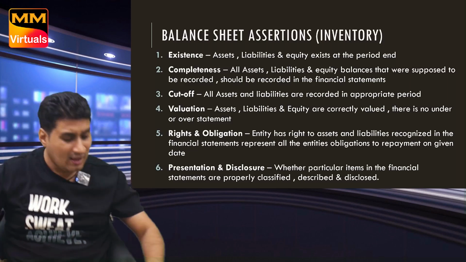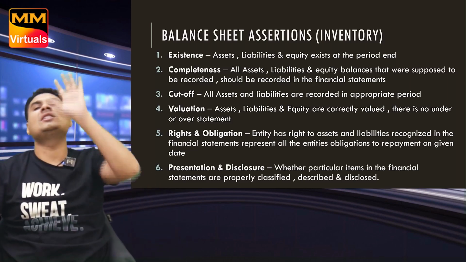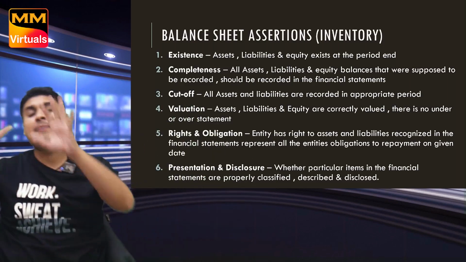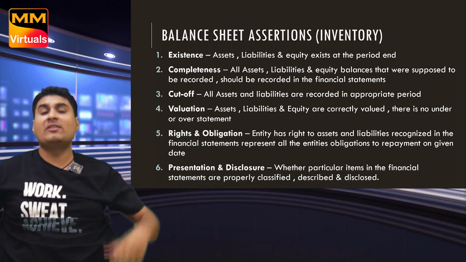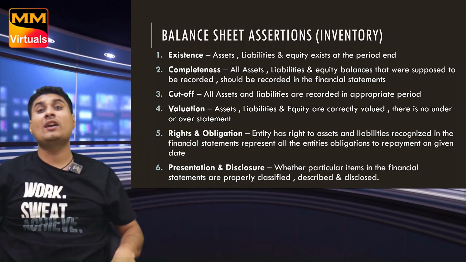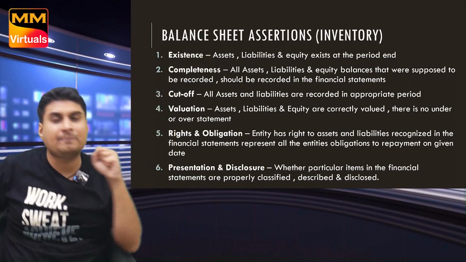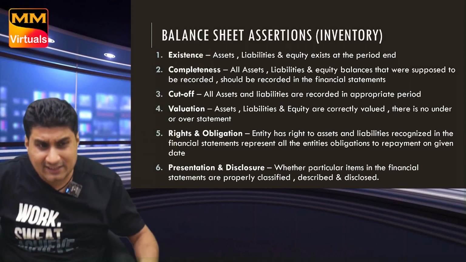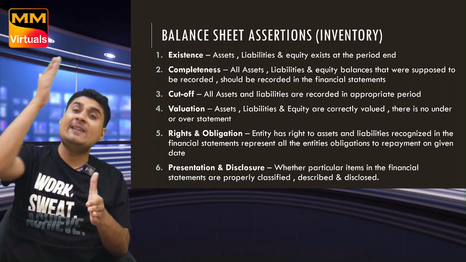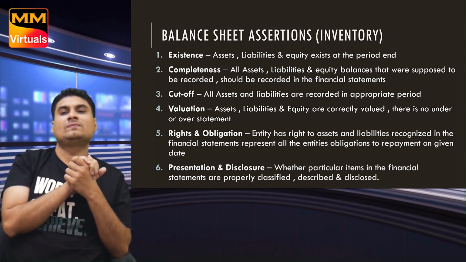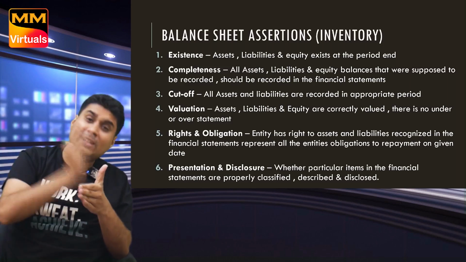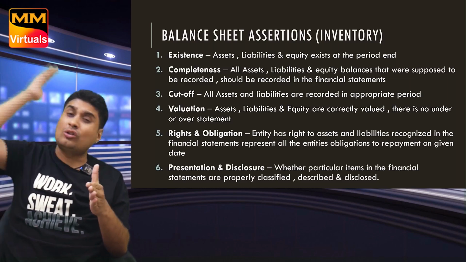Always remember, here one extra assertion is added. Asset is my right, liability is my obligation. But when will I say asset is my right? When the invoice is in my name. When can I say this house is mine? If the title deed is in my name. If immovable property is in my name. If legal documents are in my name.